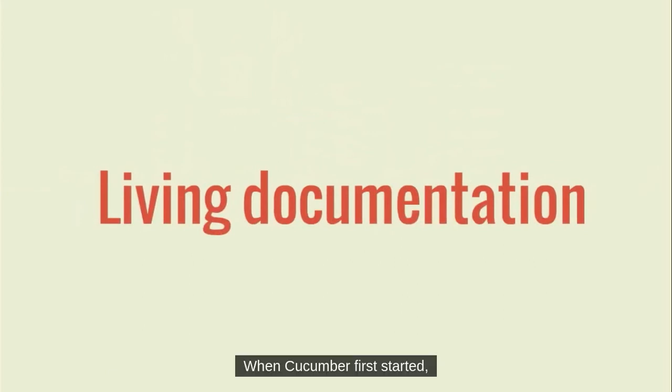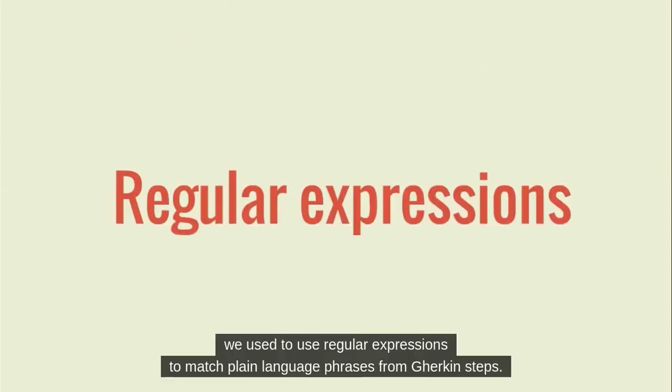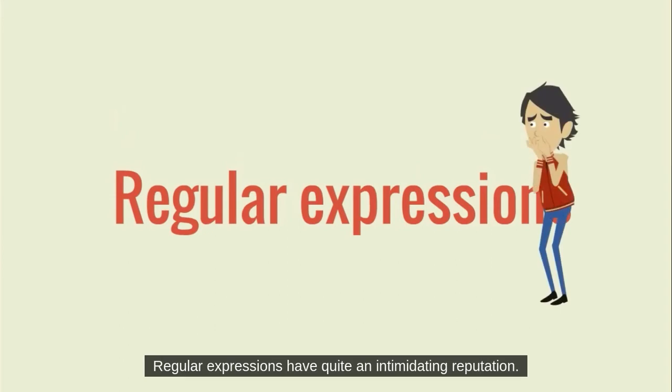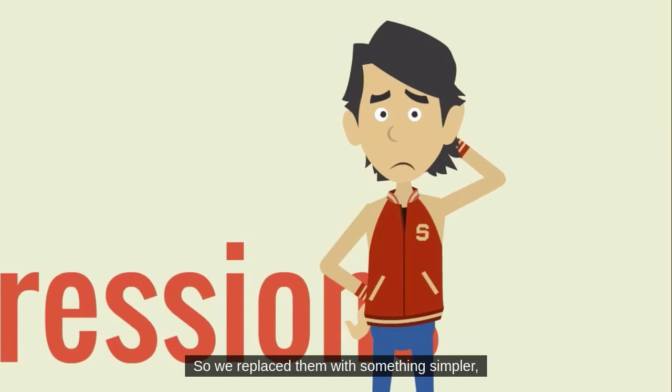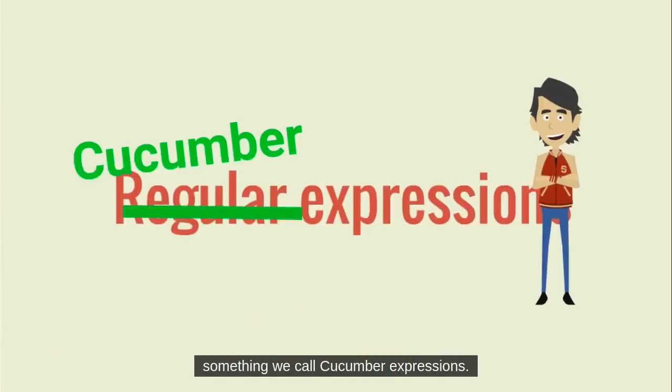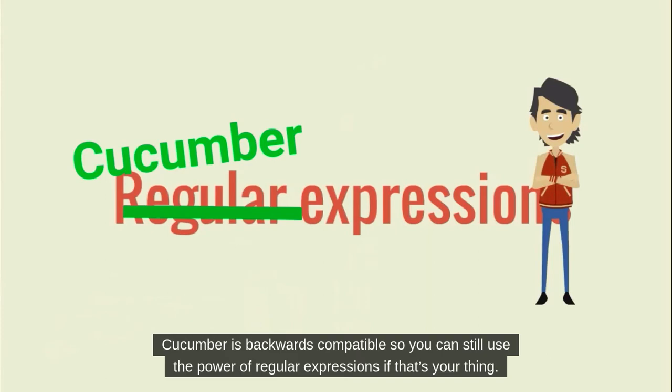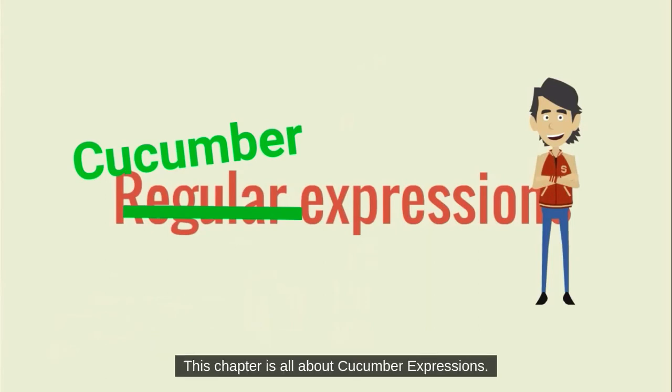When Cucumber first started, we used to use regular expressions to match plain language phrases from Gherkin steps. Regular expressions have quite an intimidating reputation. So we replaced them with something simpler, something we call Cucumber expressions. Cucumber is backward compatible, so you could still use the power of regular expressions if that's your thing. This chapter is all about Cucumber expressions.